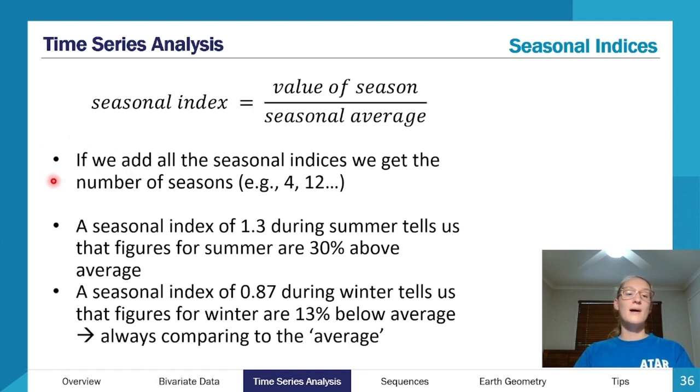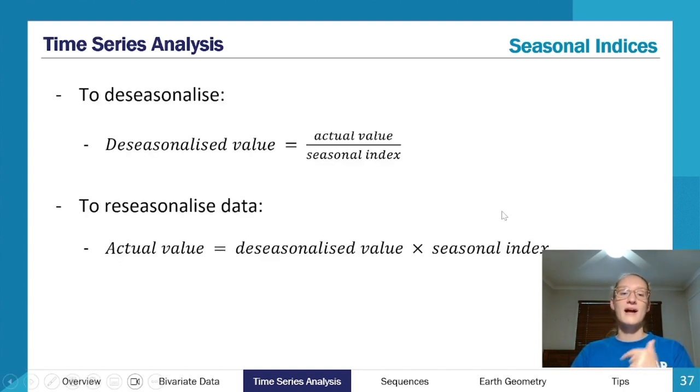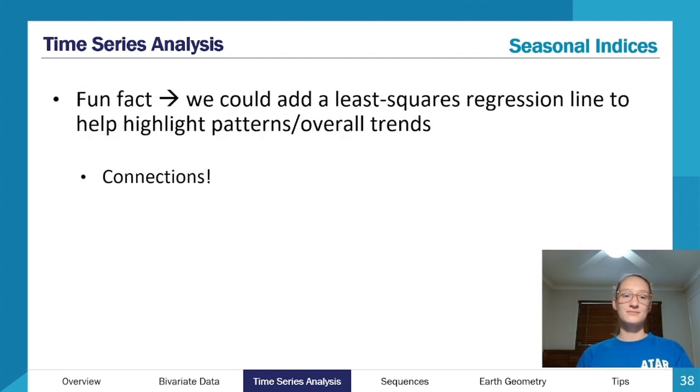Again, a quick reminder that if you add your seasonal indices together, it will equal the number of seasons. That can be helpful if you've got to find an unknown seasonal index as well. And if it's 0.87, that means it's 13% below average. We're always coming back to the average. Like with any formula, it can be rearranged. So if we have our deseasonalized value but want to re-seasonalize the data to get back to the actual value, we can rearrange our formula to do so.